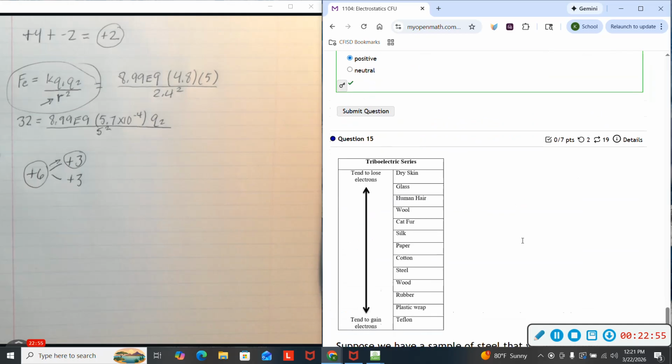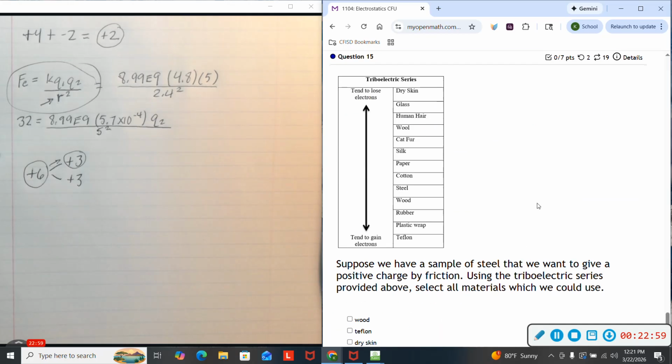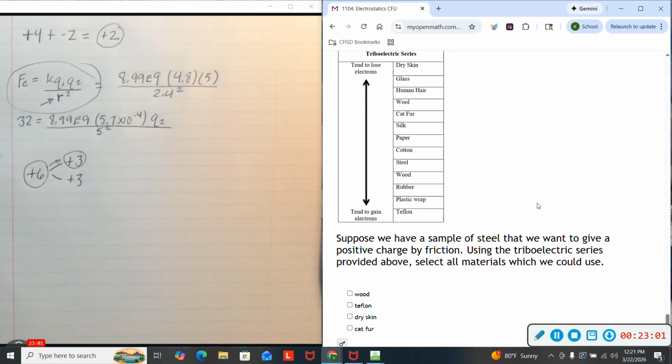All right, last one involves a triboelectric series and a question about charging by friction. It says, suppose we have a sample of steel that we want to give a positive charge by friction. Using the triboelectric series provided above, select all materials that we could use. So steel, first of all, is right here. And you need to be able to read the chart. So the objects that are higher up on the chart tend to lose electrons, which means that those objects tend to become positively charged, which is what we want to happen to the steel.